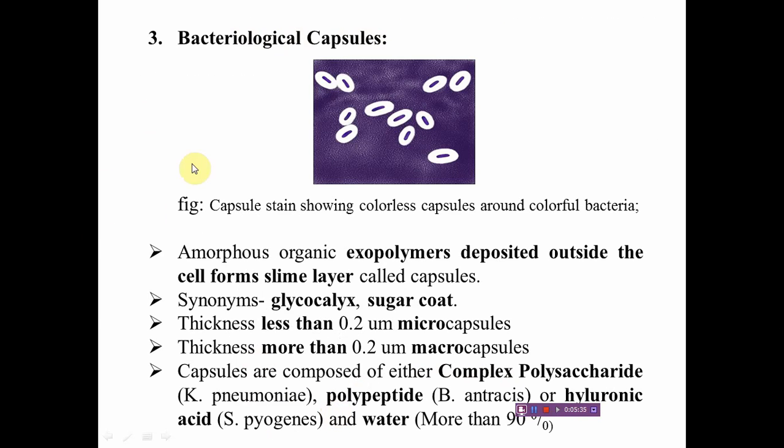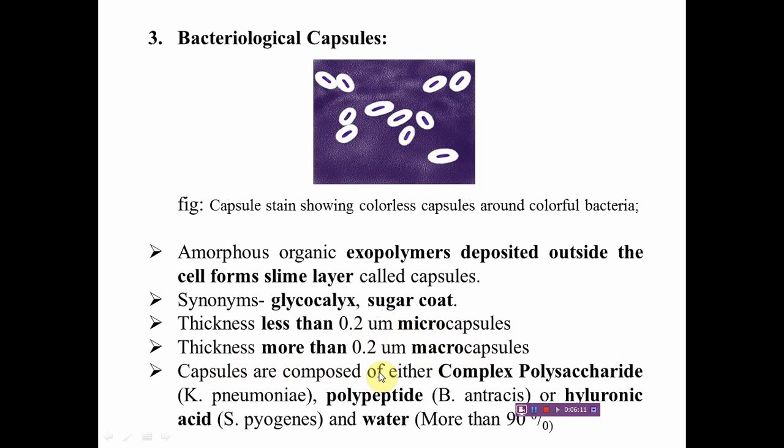Bacterial capsules. Sometimes bacterial cells are capsulated. So the cells secrete amorphous organic exopolymers. These polymers deposit outside the cell, forming a slime layer. So the capsule is nothing but a slimy, gummy, outer coating, a slime layer which is protecting the cells. If it is 0.2 micron thick, it is called a microcapsule. If the thickness is more than 0.2 micron, then it is called a macrocapsule.